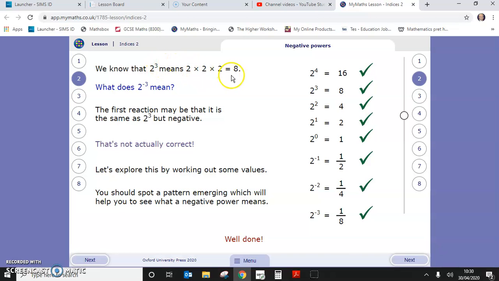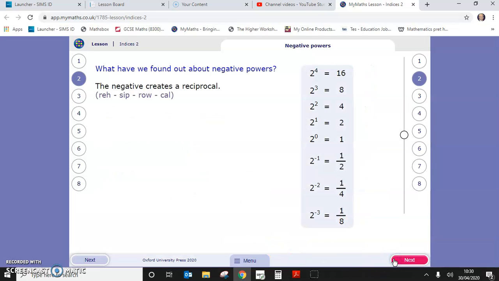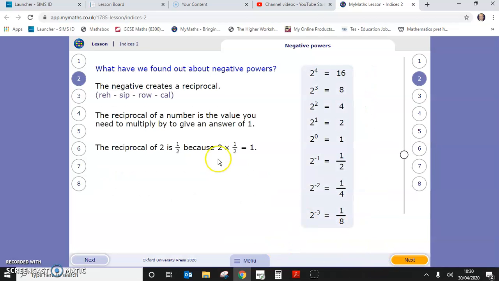Okay, now thinking about the pattern, 2 to the power of 3 is 8. So 2 to the power of negative 3 is 1 over 8. So all that happens is when we've got a negative, it becomes 1 over whatever the positive power would be. So 2 to the power of 3 in this case is 8. So the negative creates a reciprocal, which just means you flip what the power would be upside down.